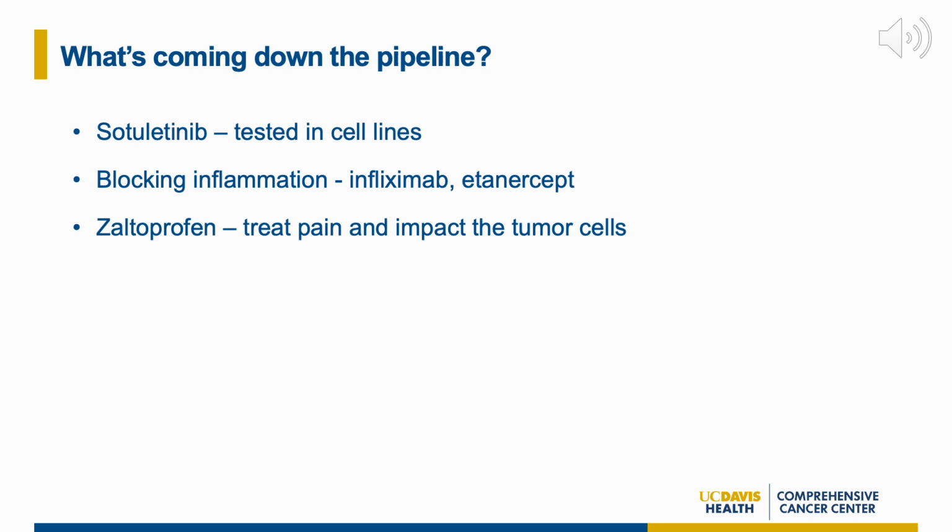And then there's this whole idea that maybe we don't have to shrink the tumor. Maybe we can block the inflammatory pathways. And so there are drugs like infliximab and etanercept that are used for inflammatory conditions like rheumatoid arthritis and Crohn's disease. And maybe we can use those in TGCT and help people to feel better and improve their symptoms. And these drugs are pretty well tolerated, and they're used in a lot of patients, so we know a lot about them. So there's some interest in that. And then there's also zaltoprofen, which is basically ibuprofen's stronger cousin, to help treat the pain and maybe impact the tumor cells as well.